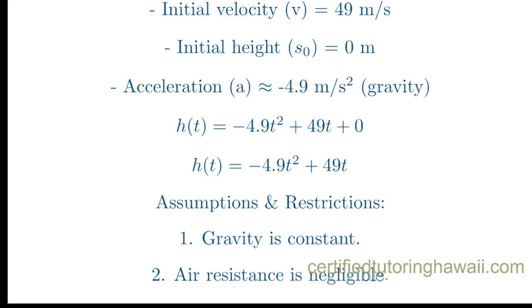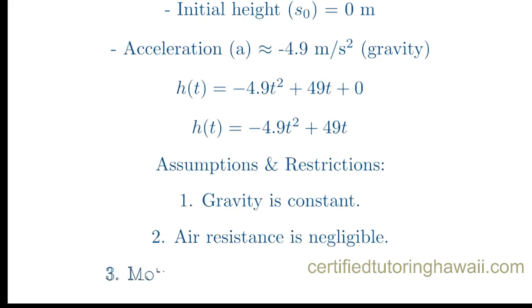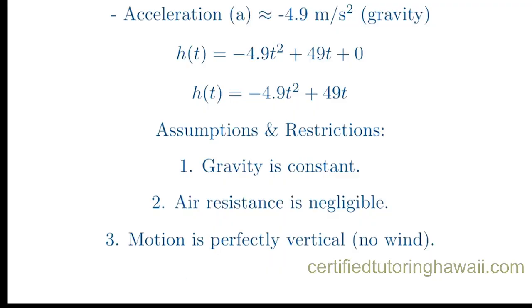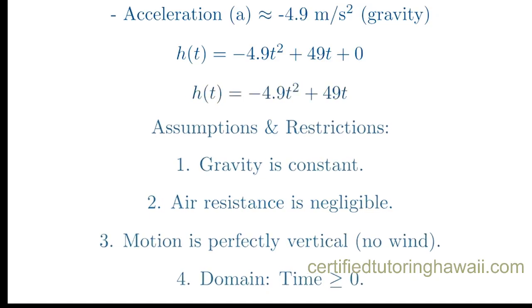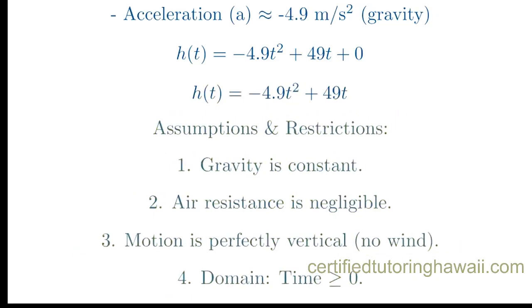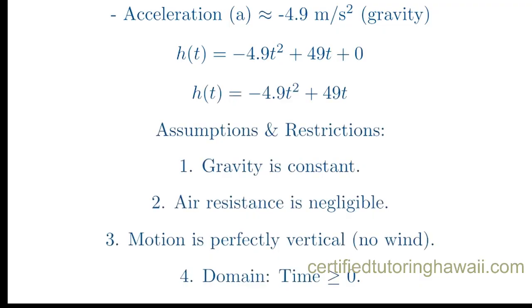Third, we're assuming the rocket travels in a perfect straight line, we're ignoring horizontal motion and wind. And finally, the domain for this model is restricted. Since we can't have negative time, t must be greater than or equal to 0. As you can see, our simple quadratic equation is the result of many deliberate simplifications. This illustrates why understanding assumptions is paramount to interpreting any model.